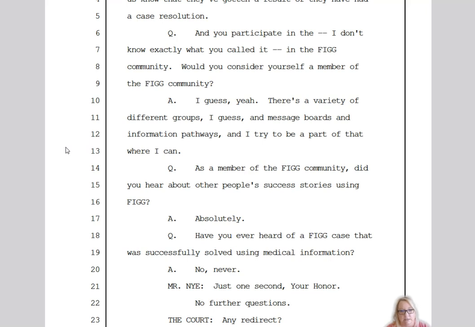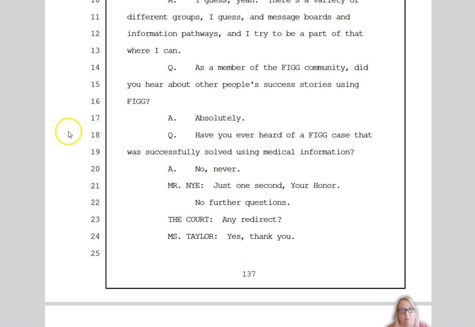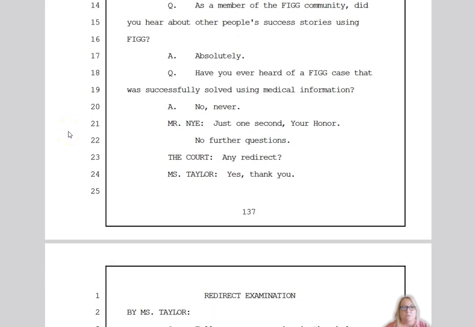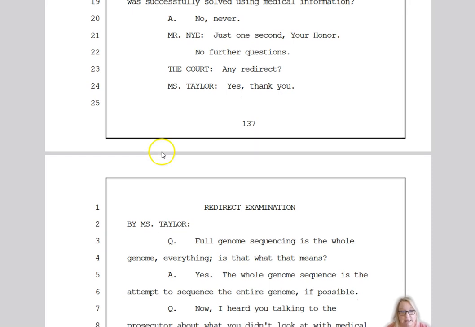Yes, I guess yes. There's a variety of different groups, message boards and information pathways. I try to be a part of that where I can. And as a member of the FGG community, did you hear about other people's success stories using FGG? Absolutely. Have you ever heard of an FGG case that was successfully solved using medical information? No, never. So then he checks any questions. He doesn't have any more.